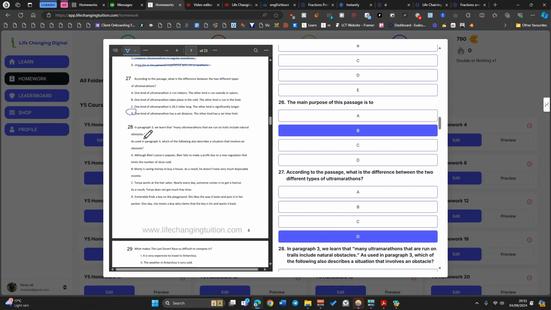Question 28. In paragraph 3, we learn that many ultramarathons that are run on trails include natural obstacles. So as used in paragraph 3, which of the following also describes a situation that involves an obstacle? So we have to understand how obstacle is used in this scenario. A natural obstacle would be something like a tree stump while you're on that trail. So now let's look at the sentences they are giving us here.